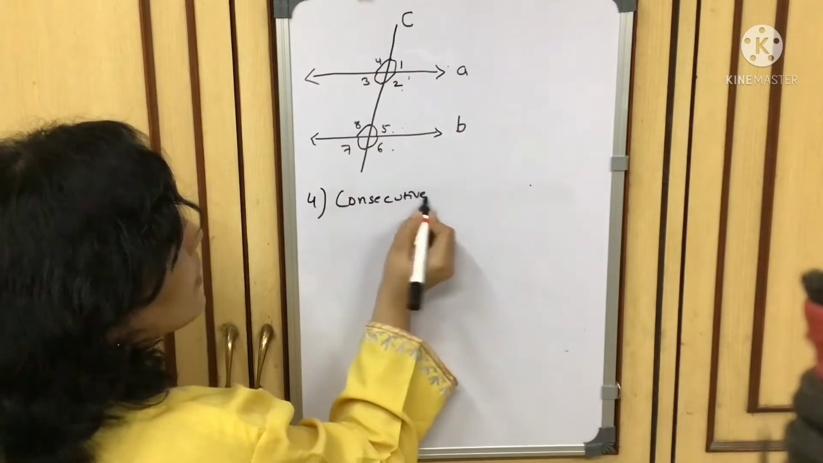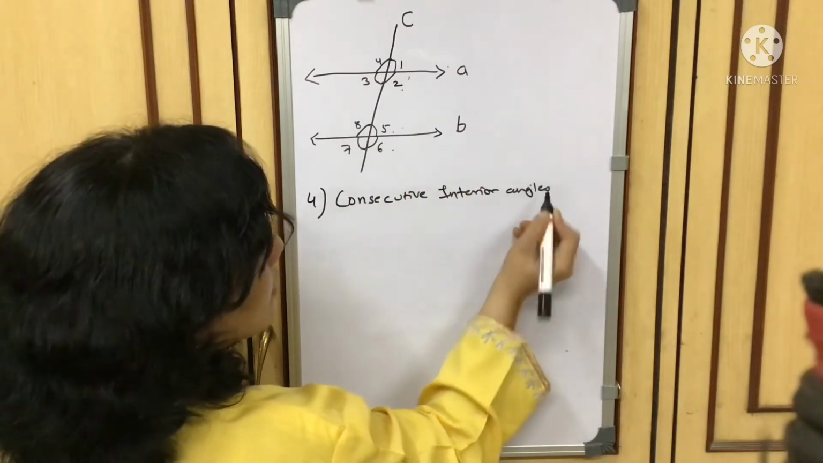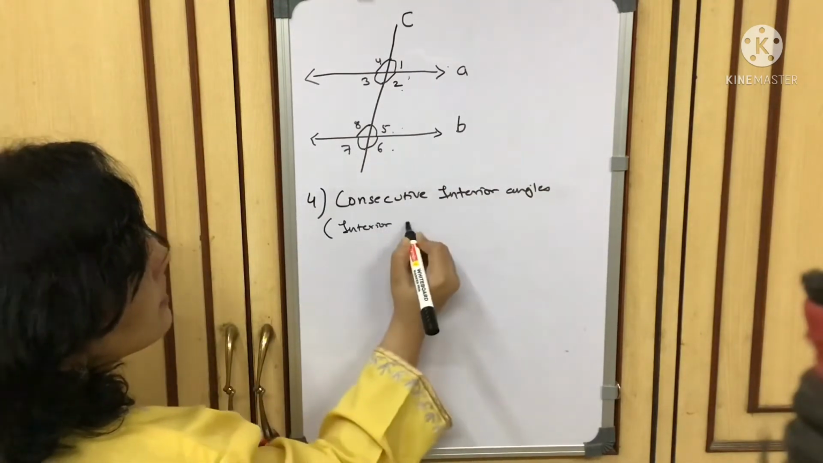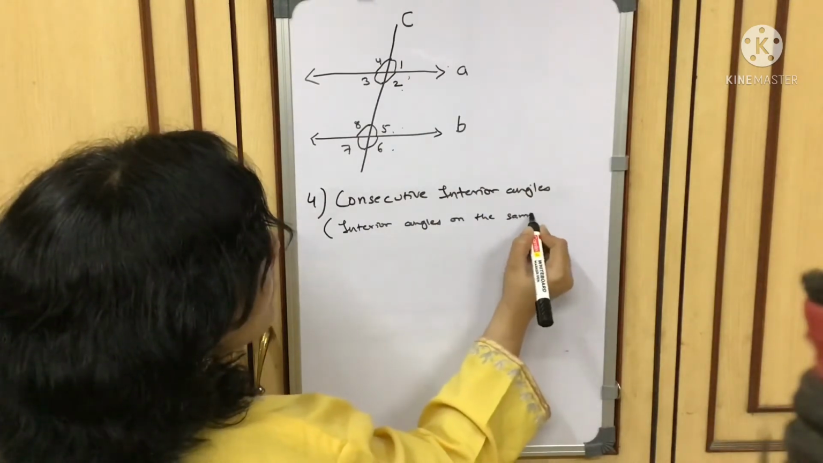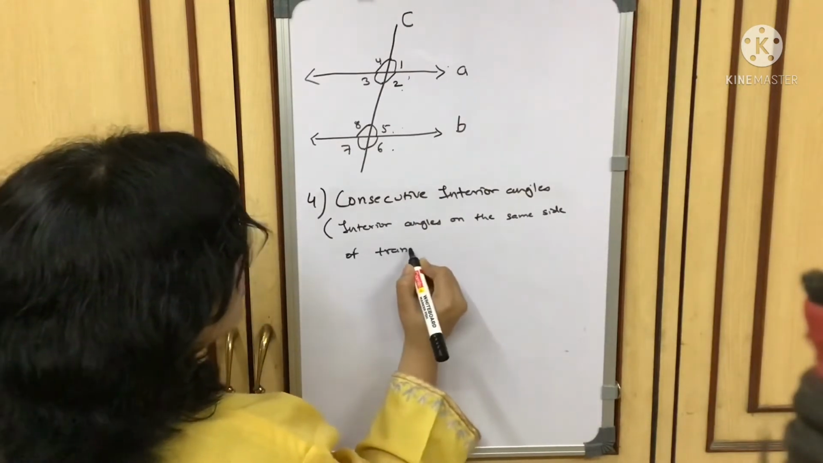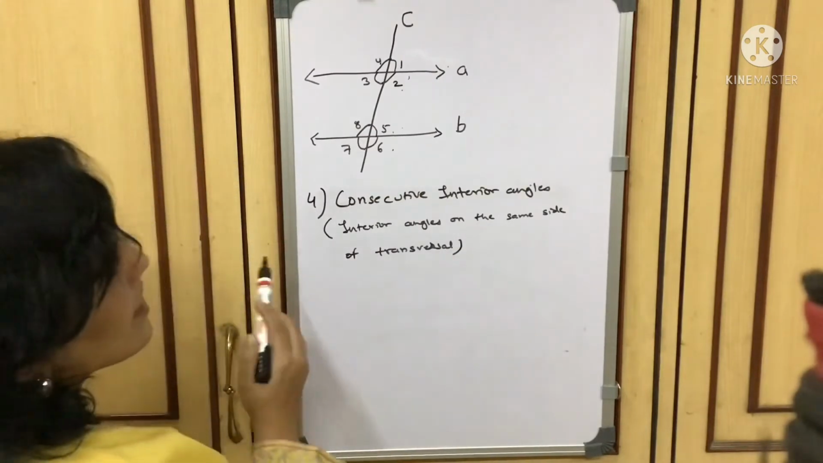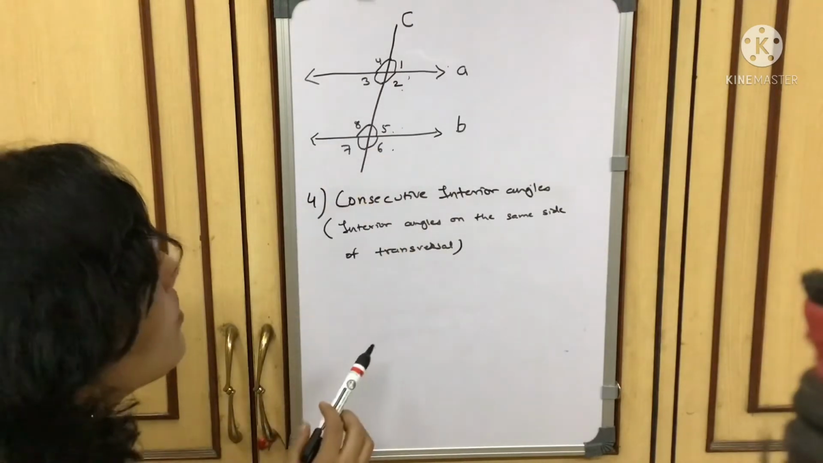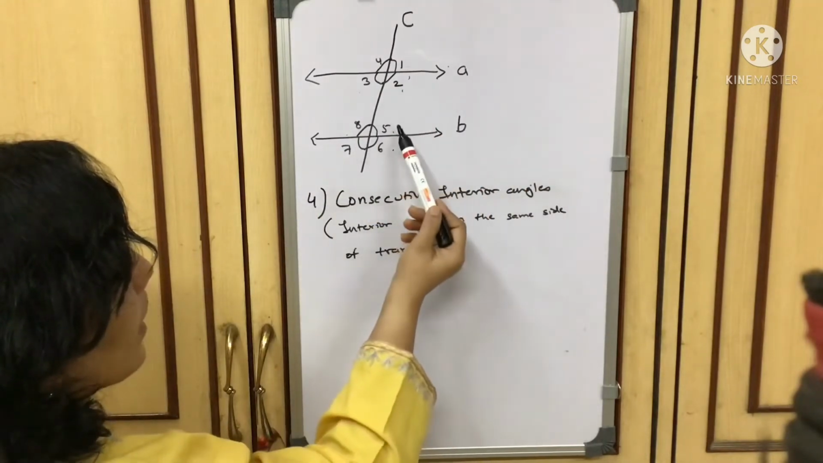This type of angle is consecutive interior angles. Or you can say that interior angles on the same side of transversal. So now which are the two angles which are interior angles on the same side of the transversal? Which are the two angles? 3 and 8. And if we see on the other side, it is 2 and 5.